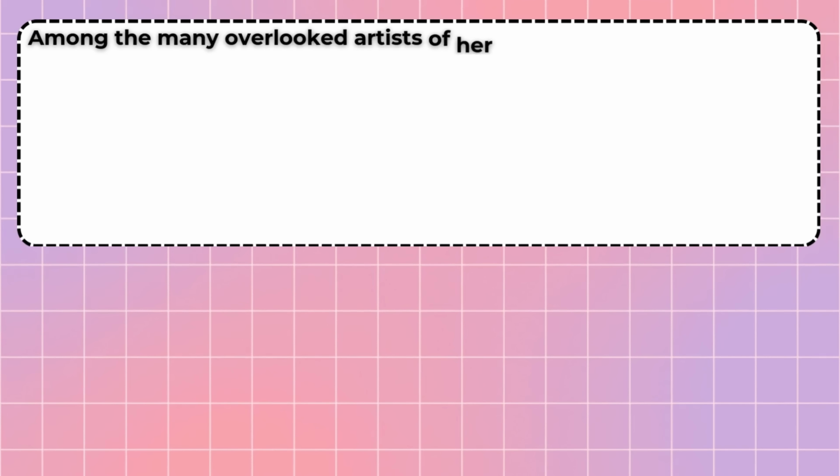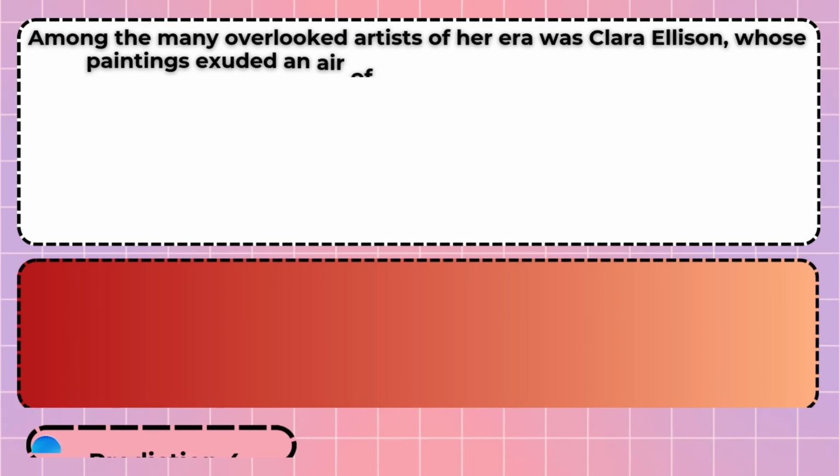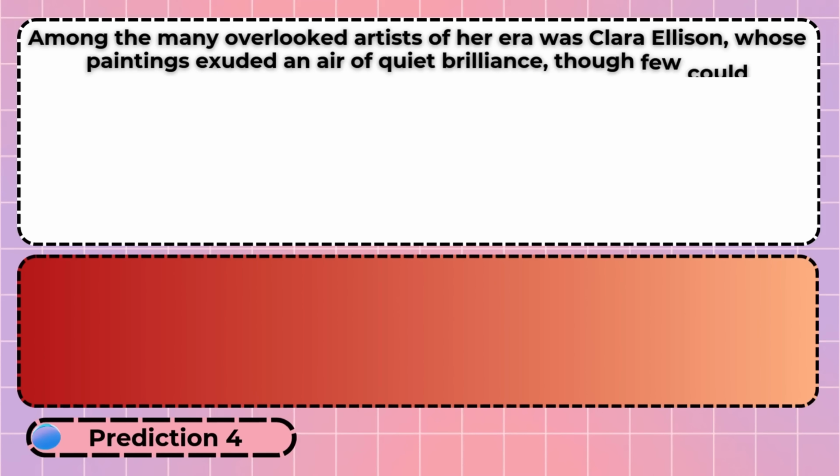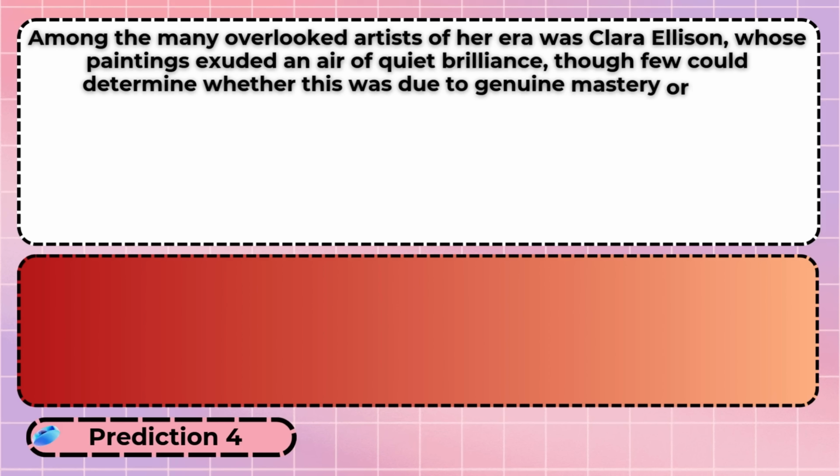Alright, so let's read the passage. Among the many overlooked artists of her era was Clara Ellison, whose painting exuded an air of quiet brilliance, though few could determine whether this was due to genuine mastery or mere mystique.